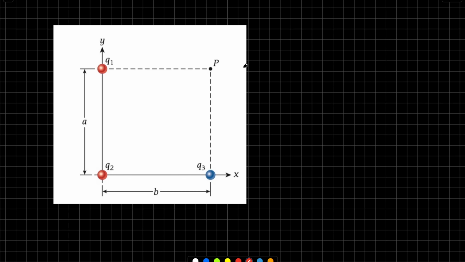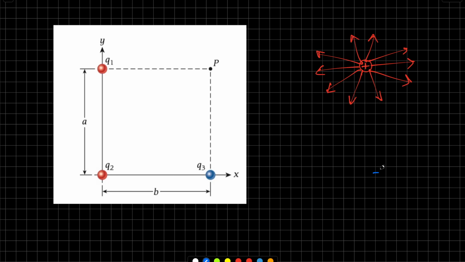Let's find the direction of these electric fields. Okay, so let's recall the direction of electric fields. Let's say we have a positive charge. The electric field produced by this point charge will be going away from it. This is the direction of the electric field vector, radially outwards, just like this. Okay, that's for a positive charge.